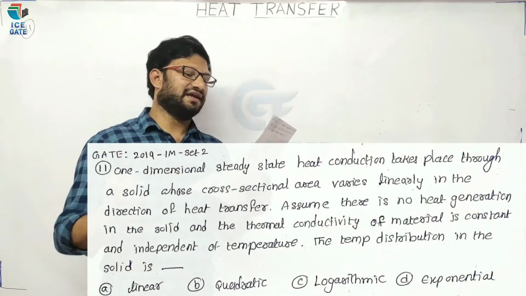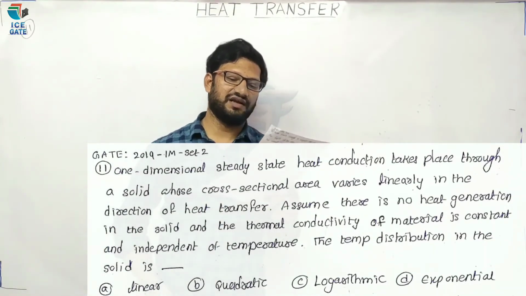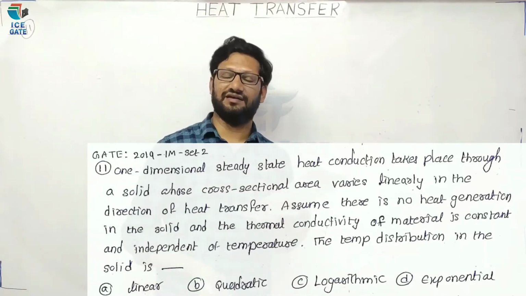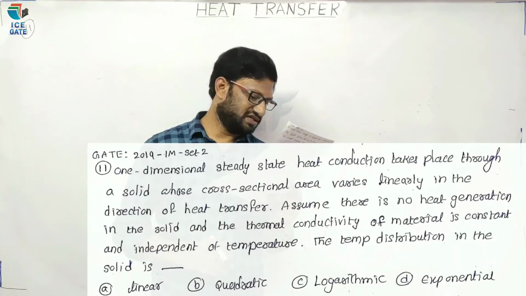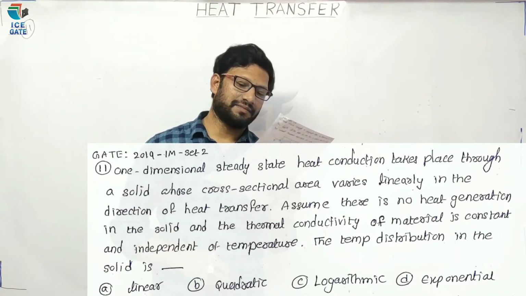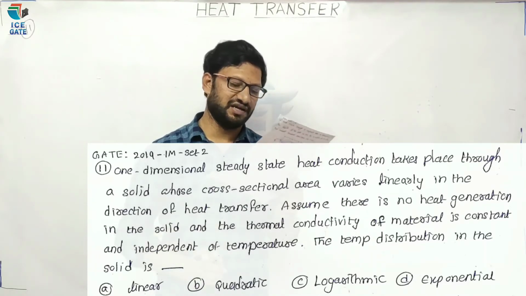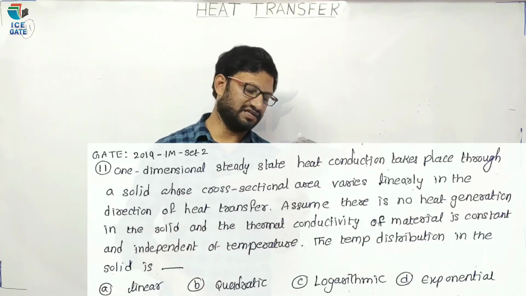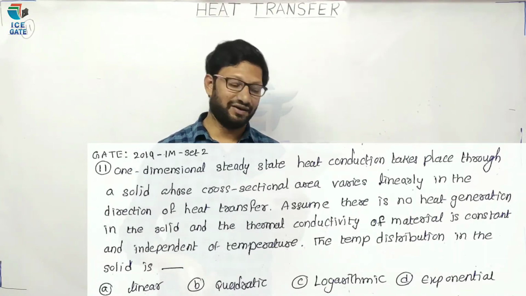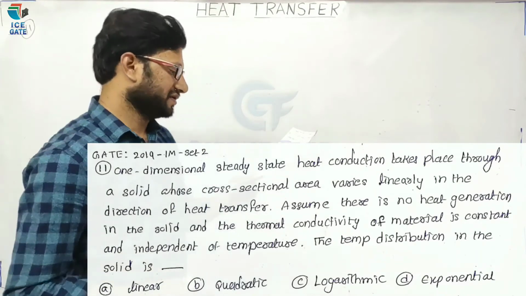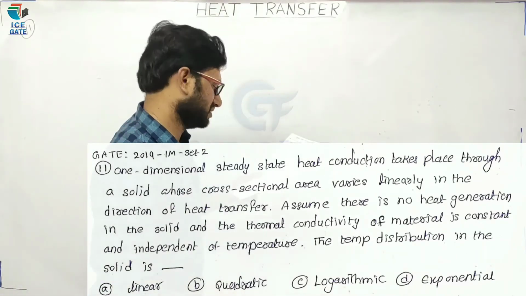One-dimensional steady-state heat conduction takes place through a solid whose cross-sectional area varies linearly in the direction of heat transfer. Assume there is no heat generation in the solid and the thermal conductivity of the material is constant and independent of temperature. The temperature distribution in the solid is linear, quadratic, logarithmic or exponential? Now let us find out. Very interesting question. This is a GATE 2019 question in set 2, 1 mark.